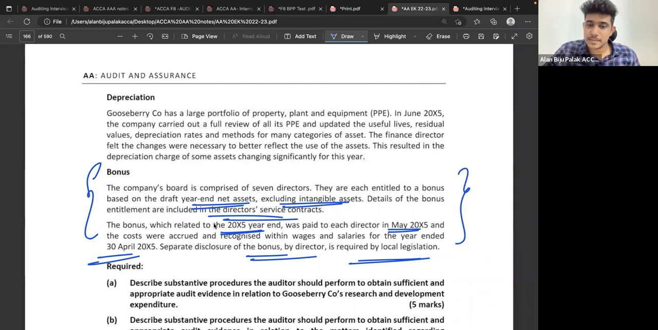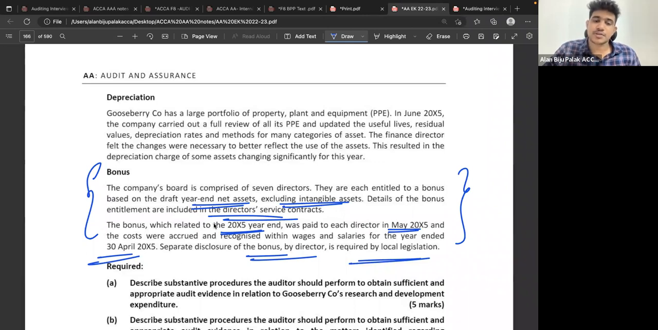Agree the post year end bank statements to the bonus payments recognized in the wages and salaries, in order to confirm that all the amount of bonus is being recorded completely at the year end. Clear? Yes.